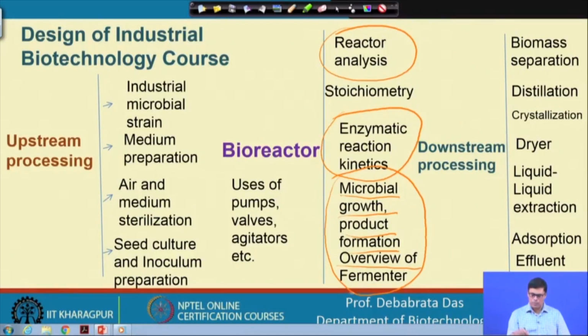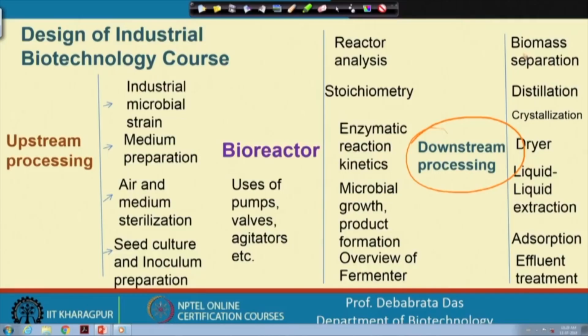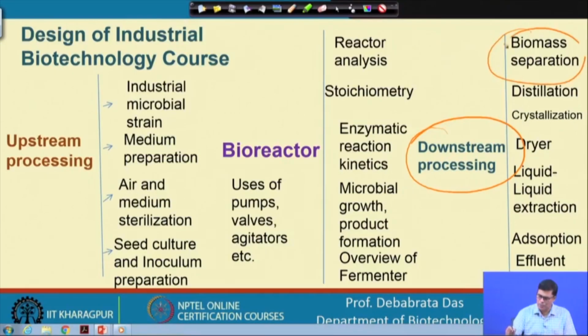Then we have given you the overview of the fermenter, how the fermenter looks, what the different parts of the fermenter are, everything has been discussed in this particular course. After that, we discussed downstream processing. Downstream processing is basically called the purification process. When in your fermenter, your bioreactor, you produce the product, you cannot market that product as such. You have to purify that product. So first you have to do the biomass separation.